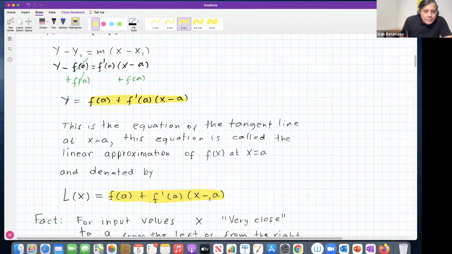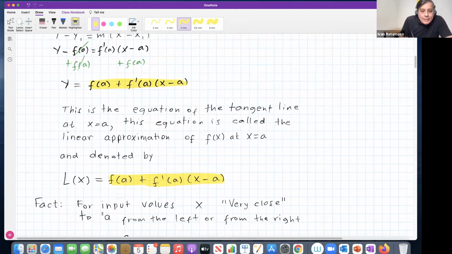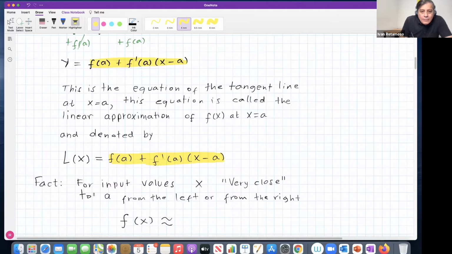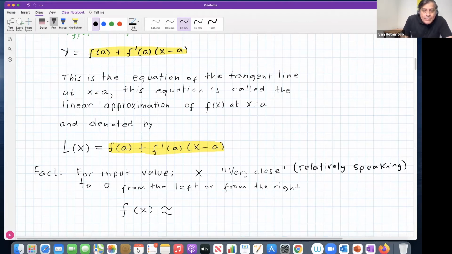Okay, so now the big fact is this, right? As I show you in the animation, for input values x very close, relatively speaking, to a, the base point, from the left or from the right, f of x is approximately equal to this linearization, right? That's the big deal, guys.